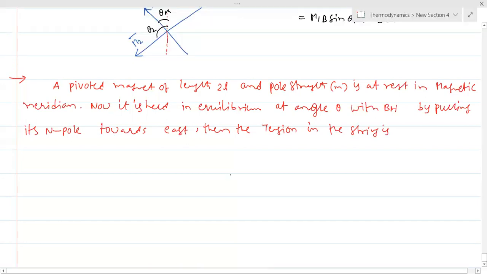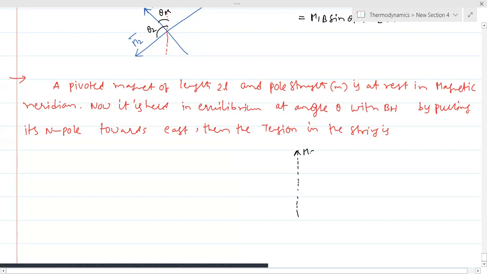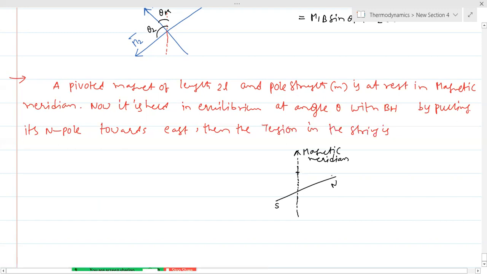So again I will discuss this story. For example, this is taken as the magnetic meridian. Magnetic meridian means it is a plane which connects both the poles of the earth magnet. Later we will study this magnetic meridian. Initially the magnet is here, in the magnetic meridian. From the magnetic meridian, you are pulling, so therefore the magnet is moving from here to here.